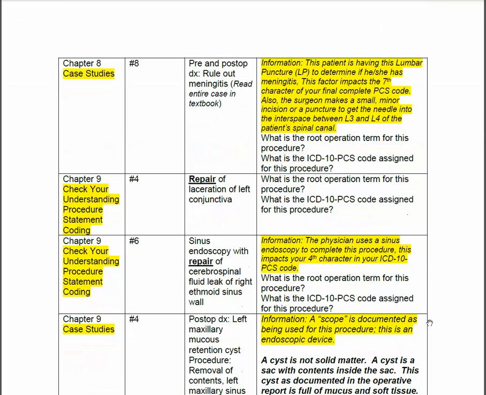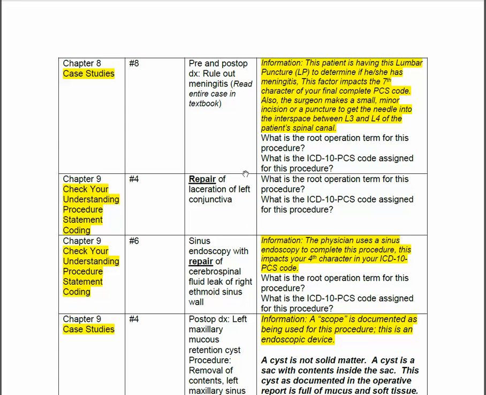The next chapter is chapter 9. Again, you're looking at the exercises in the check your understanding section right after the multiple choice and fill in the blank ones. The first one you're looking at is number 4. It's noted in your clinical information. It says repair of laceration of the left conjunctiva. Don't make it harder than it is.